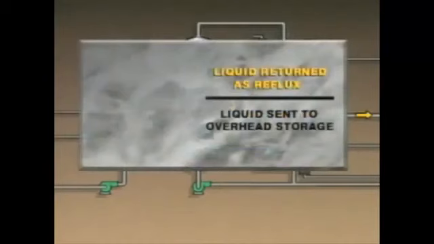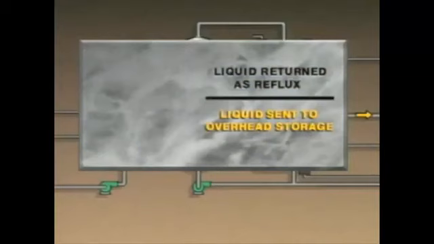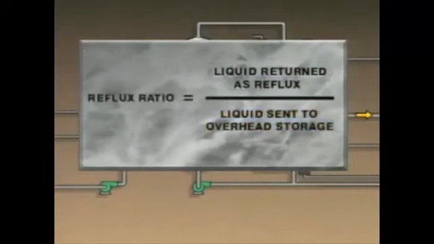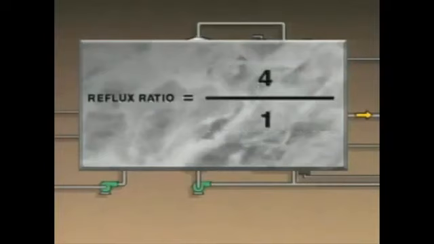The ratio of the amount of liquid that's returned to the column as reflux to the amount that's sent to overhead storage is known as the reflux ratio. For example, if 4 times as much liquid is returned to the column as is sent to overhead storage, the reflux ratio is 4 to 1. The more liquid that's returned to a column, the greater the reflux ratio.